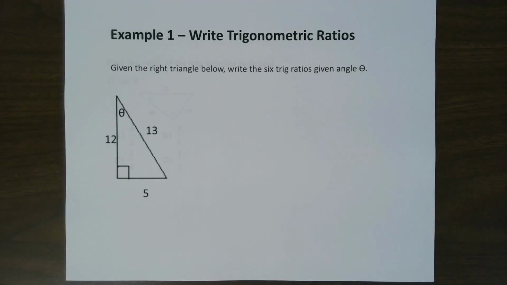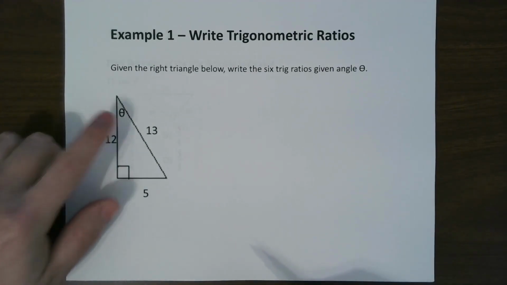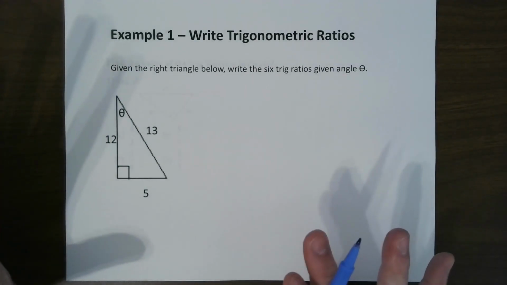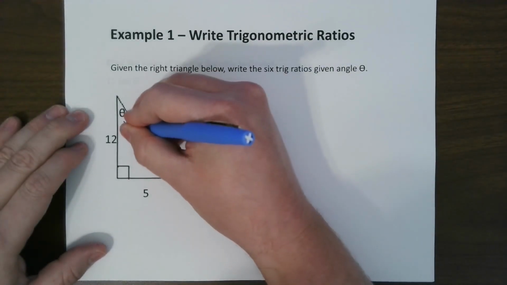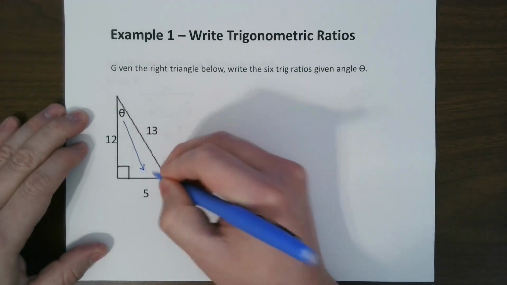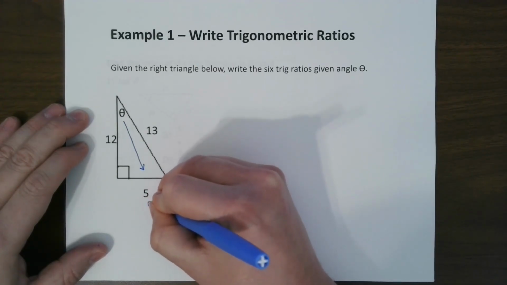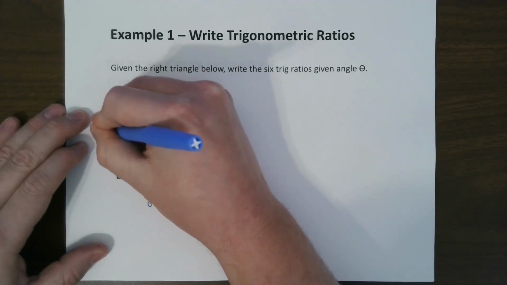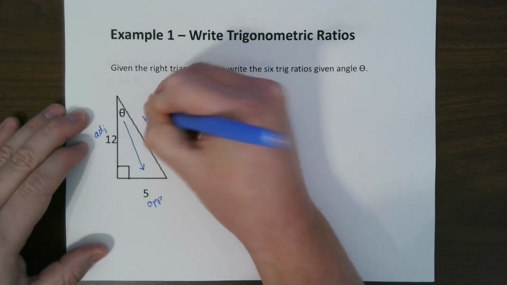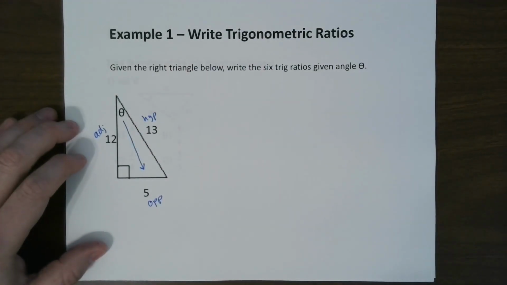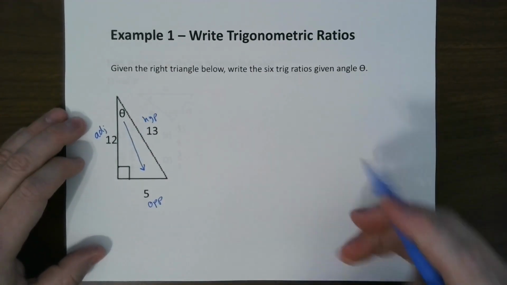So if we take a look at this, we have our angle marked here. Before we even get started writing these things, the one across from it, this one is our opposite. This one's our adjacent, and our hypotenuse is always the one across from the 90 degrees. So from here, we're just going to write the 6 ratios.